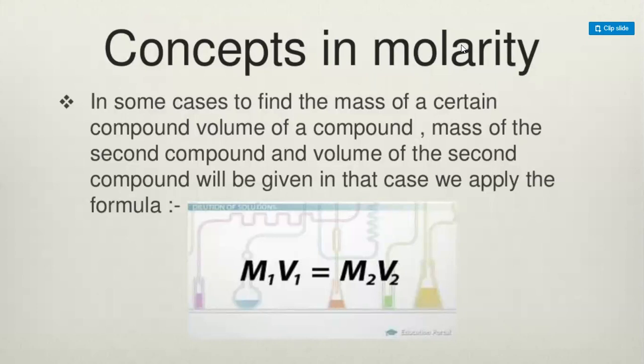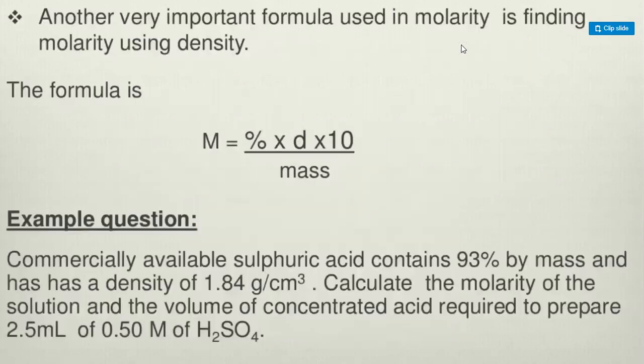For example, if I ask you the mass M1, you'll be able to tell me that M1 is the mass of the first compound. V1 is the volume of the first solvent. Respectively, M2 is the mass of the second and V2 is the volume of the second. So that is how, if you have multiple compounds, you'll be able to do this.